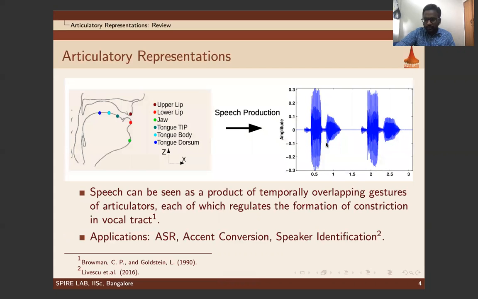Speech acoustics can be seen as a product of temporally overlapping gestures of articulators, each of which regulates the formation of constriction in the vocal tract. Having the knowledge of articulatory information along with the speech acoustics has shown to benefit several applications, including automatic speech recognition, accent conversion, and speaker identification tasks.